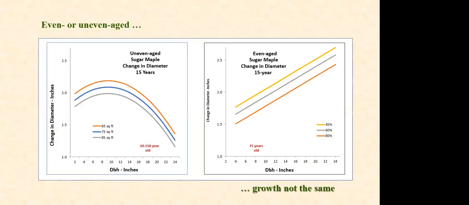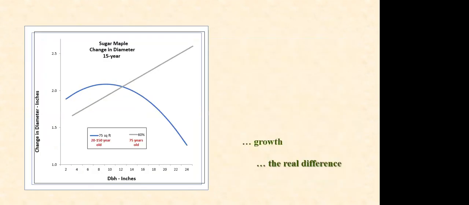Even and uneven age growth is not the same. Uneven age to the left, even age to the right. The big differences are in the growth of small trees. In uneven age stands, the small trees grow well. They have a promise for the future. In even age stands, the small trees are runts. They will not grow well for the future. So if you leave the small trees and cut the big trees, you're creating a stand that will produce less, develop less, grow less, have less quality.